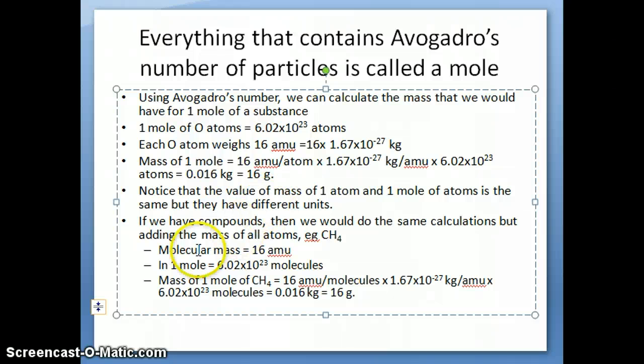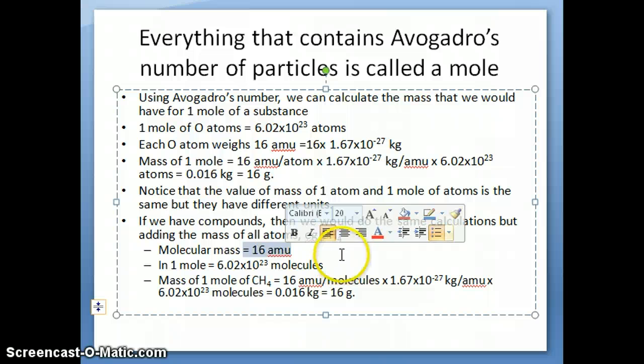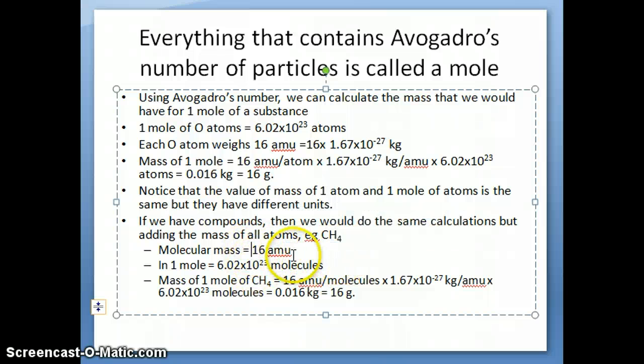Now, if you have compounds, you basically do the same calculation as before with molecular mass, except that now you're going to just add all the atomic masses together. You get the molecular mass and then you convert it to the actual mass by using Avogadro's number. So in this case, let's say we're talking about CH4. Remember, this is our methane molecule. The molecular mass we calculated in the previous video to be 16 AMU. So that means that each CH4 molecule has a mass of 16 AMU.